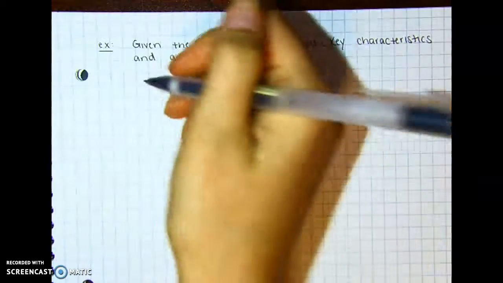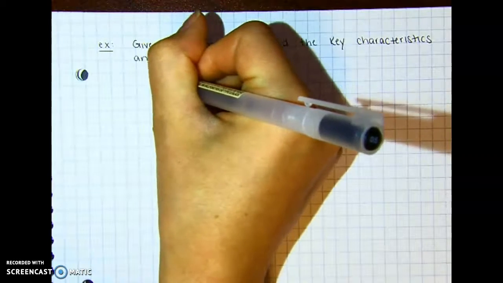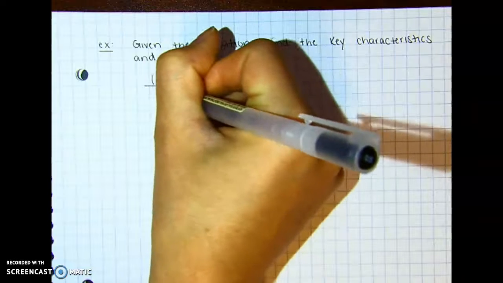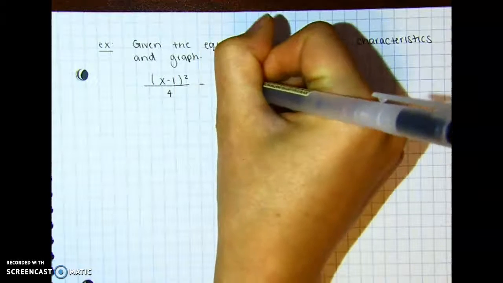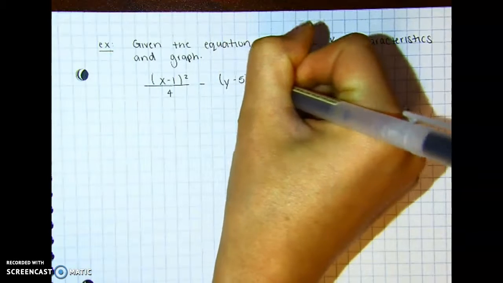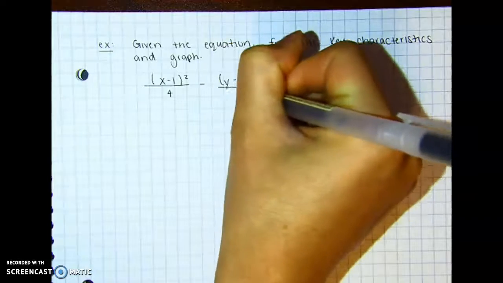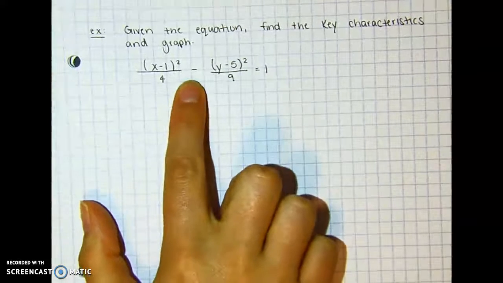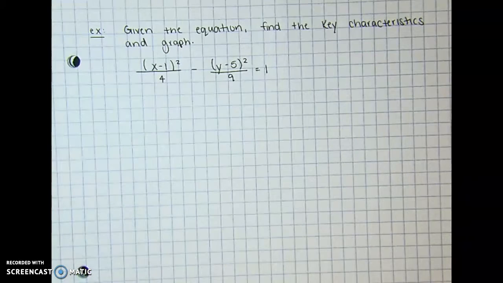Okay, so let's do (x minus 1) squared over 4 minus (y minus 5) squared over 9 equals 1. So we know that this is a hyperbola, obviously, because we're talking about them, but more obviously because it's minus, not plus. So the first thing I recommend doing, I like to circle it, honestly, to be like, okay, which way is it going to be opening?